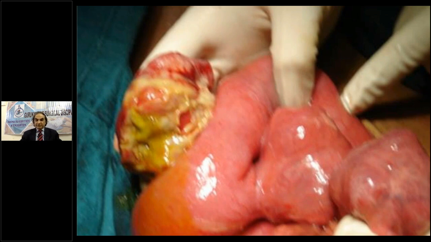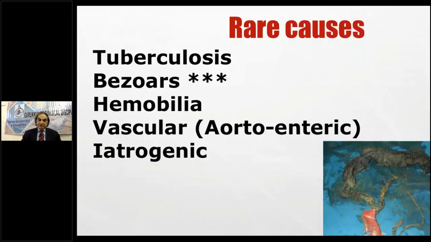So, showing you some examples, common ones I've shown you. Now the rare ones, and then I'll come to the management. So all aspects would be covered. Tuberculosis, as I said, is rare, and the reason I've given you is, I'm repeating so that you don't ask me again, and you should pay attention to it.